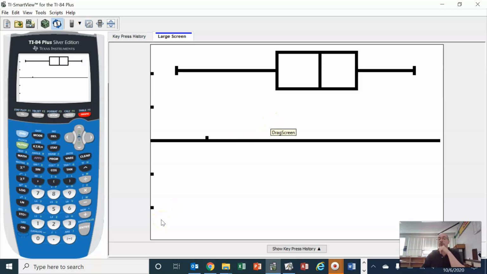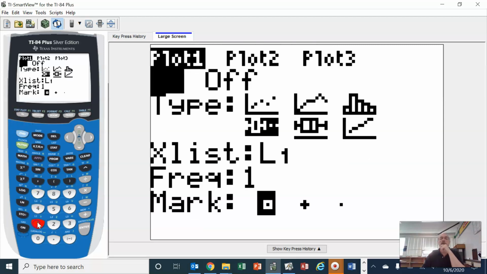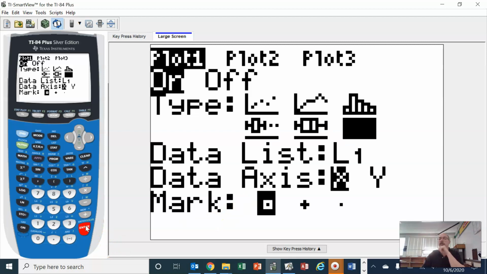Now let me show you the other plot. It's in the same spot. Go second y equals. But this time we're going to go to the very last one, and you have to use your right arrow to get there. That very last one, this 6th one right here, that's your normal probability plot. Click on it, make sure your list is list number 1.